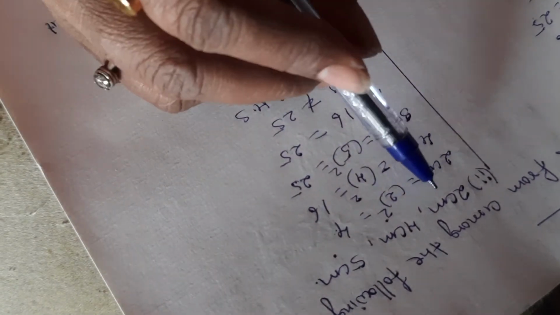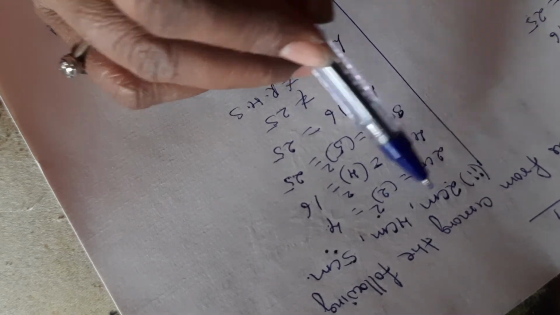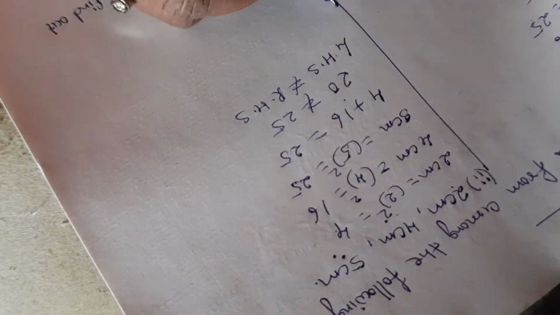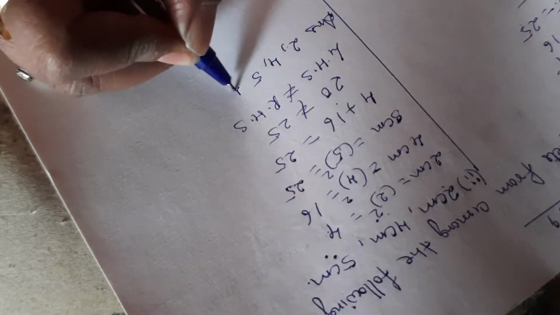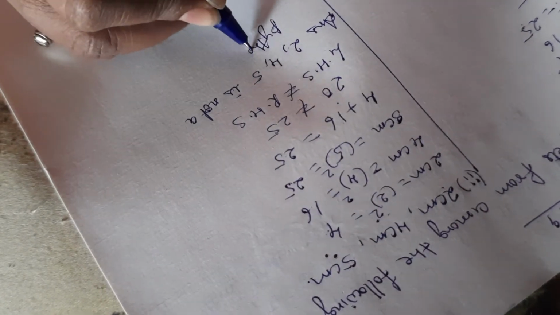Therefore 2 centimeter, 4 centimeter, 5 centimeter. We can write only the numbers. 2, 4, 5 is not a Pythagorean triplet. So the answer: 2, 4, 5 is not a Pythagorean triplet.